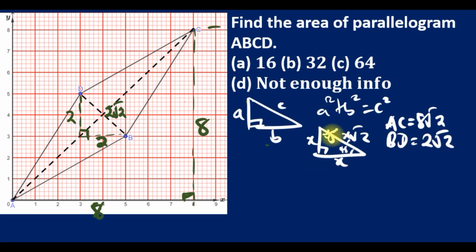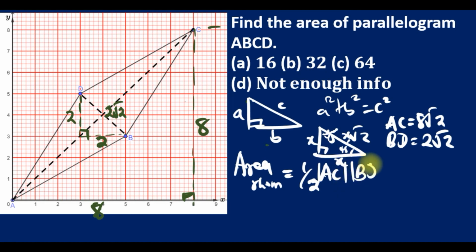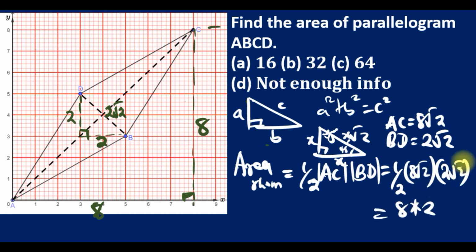So using this principle, what we are looking for is the area of a rhombus, because the parallelogram is a rhombus. It is half times the product of the diagonals, which is AC times BD. So we have half times AC, which is 8 root 2, times BD, which is 2 root 2. So our answer is 8 times 2, because root 2 times root 2 is 2. So 8 times 2 is 16. So this question is just to test your basics. Thank you.